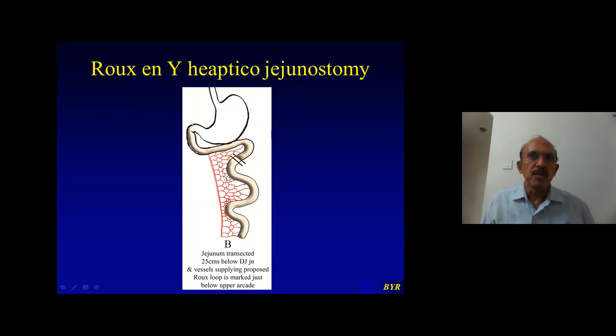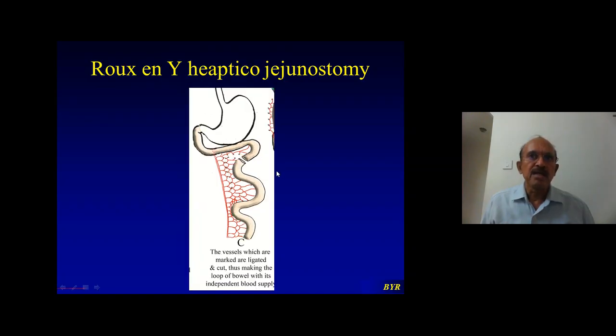To make this free jejunum, we cut the mesentery in such a way that the free jejunum has the blood supply. So what we do is we cut the second arch in the middle, because it has communication. So even if one small vessel is here, through that vessel, the second arch will get the blood supply. From the second arch, the blood supply will be given to the bowel. So it is marked like this, cut and ligated.